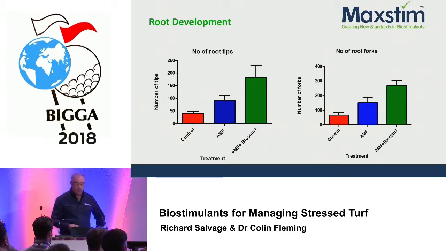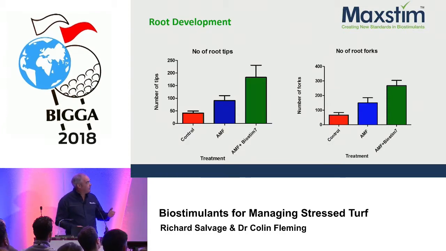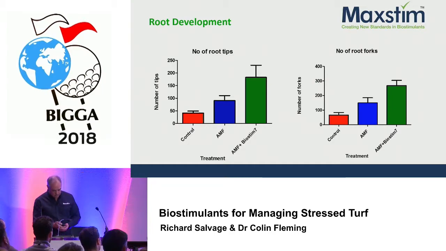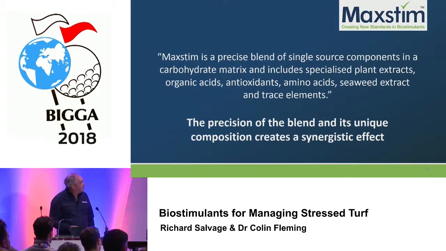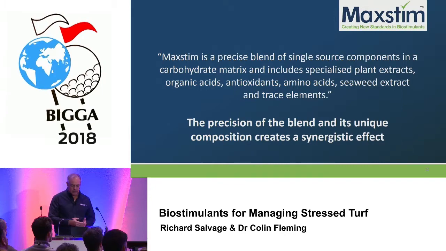But we see that also in the root mass. So the number of splits, the tips and forks, again, a significant uplift and a synergistic response between complex biological sourced chemistry and microbials. Okay, what is Maxtim? Well, basically, it's a very complex blend of some of those single source components. We use a carbohydrate matrix into which we suspend some specialized plant extracts, organic acids, antioxidants, amino acids, a whole selection of products. And we see this synergistic effect because of that.